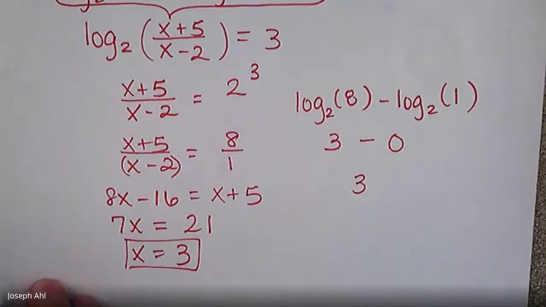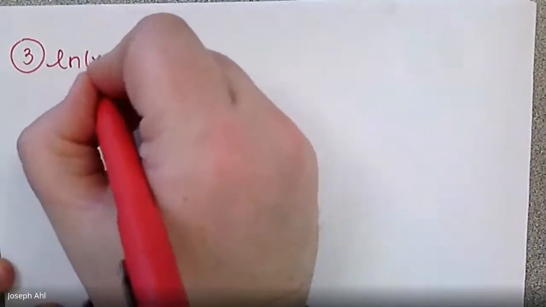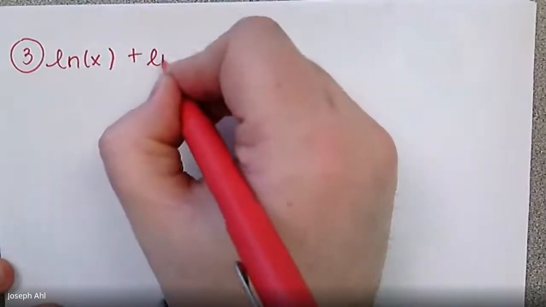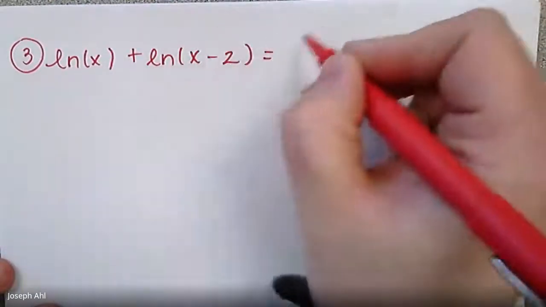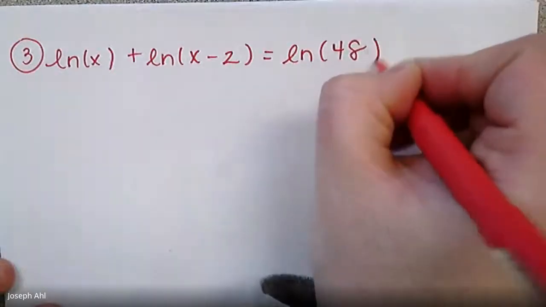Okay. All right, let's try a couple of other situations. So for the next one, let's also bring in some natural logs into our equation. Natural logs are pretty fantastic, right? The same thing as log base e. So we got ln x plus the ln of x minus 2 is equal to the ln of 48.